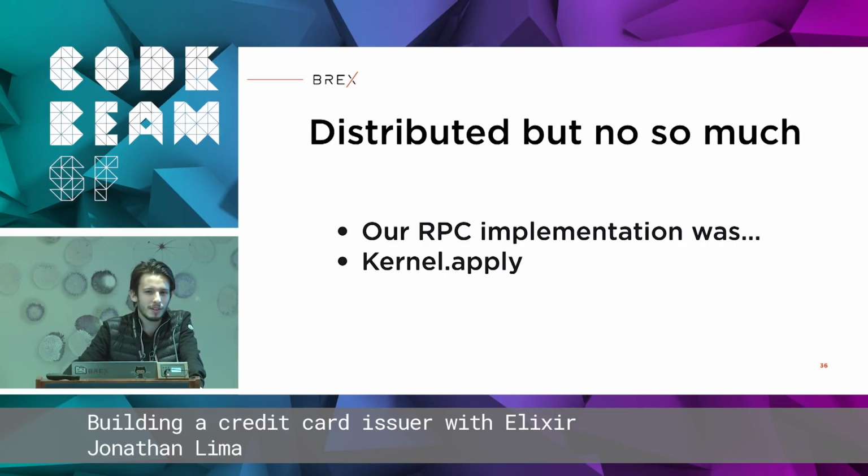So we came up with a very clever solution: we have an abstraction for building services and doing cross-service communication, but we didn't care about implementing serialization or service discovery and all those pieces that you need. Instead, we relied on just doing kernel.apply, which is basically just running all the services on the same VM.